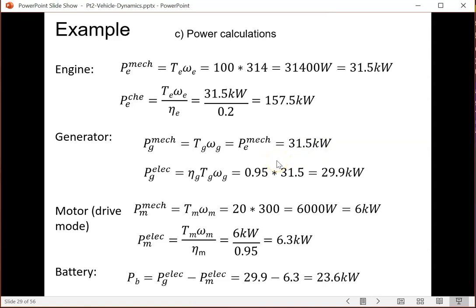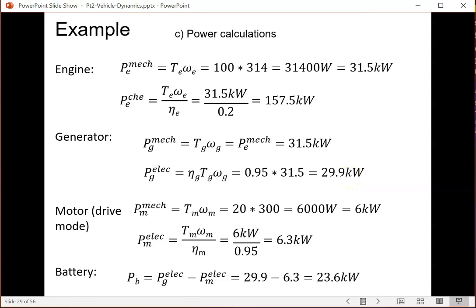The output power of the generator would be electrical. It produces voltage and currents. But that's all we need to do. We don't really need to know the rotor speed, or omega g, because we know the input power. So we just use input power times the efficiency factor. So 31.5 times 0.95 equals 29.9.